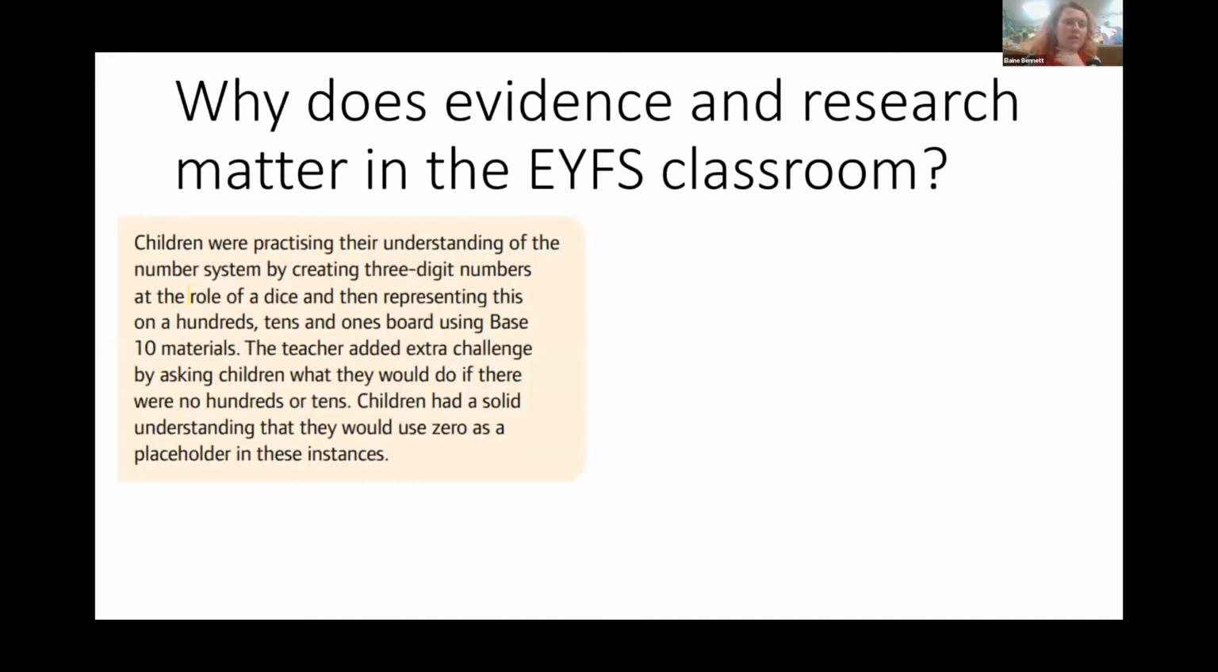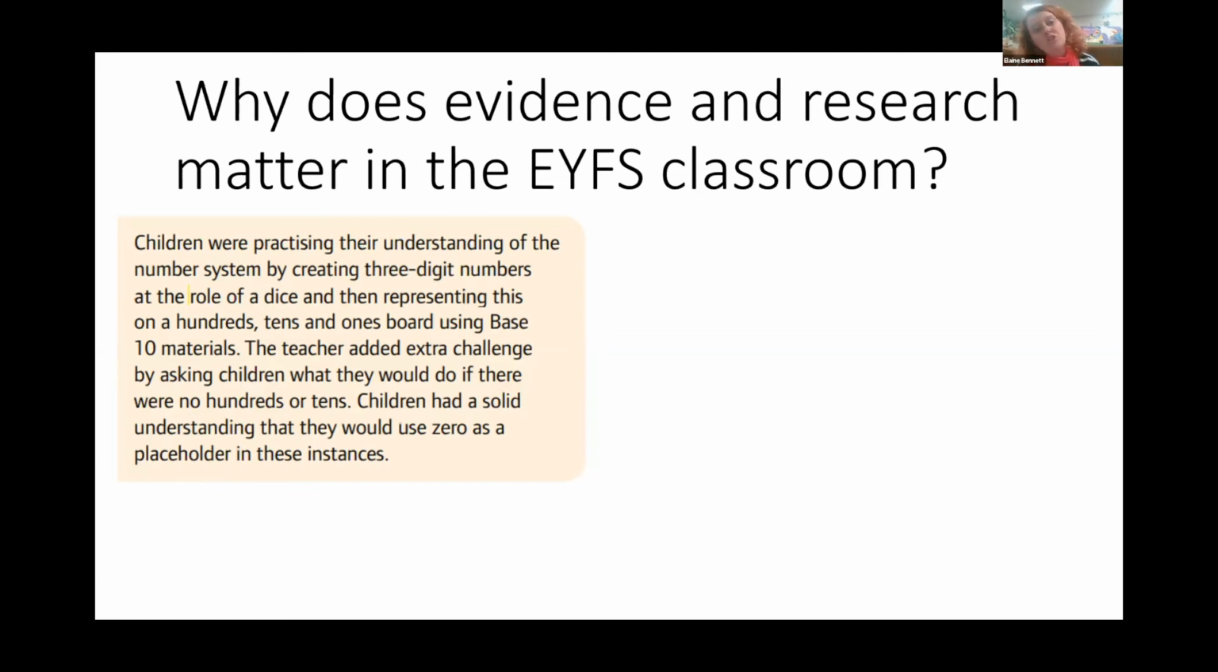This is an example taken from Ofsted's Bold Beginnings report, where they were highlighting effective, outstanding and good practice in schools. And you're all here as maths experts. If you look at this example, which talks about children understanding the system of 3-digit numbers by rolling dice, then representing them in base 10, and understanding apparently that 0 is a placeholder, if you understand research, evidence, and how young children learn maths, you will know that's not appropriate for the vast majority of reception children.